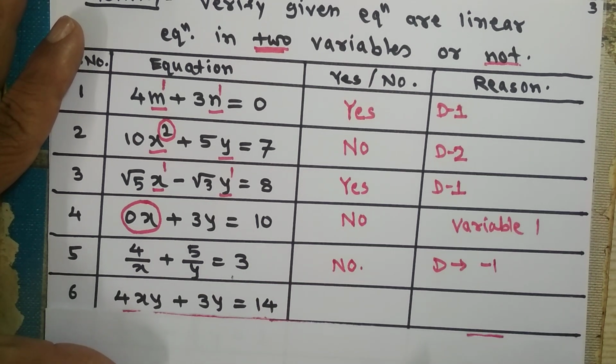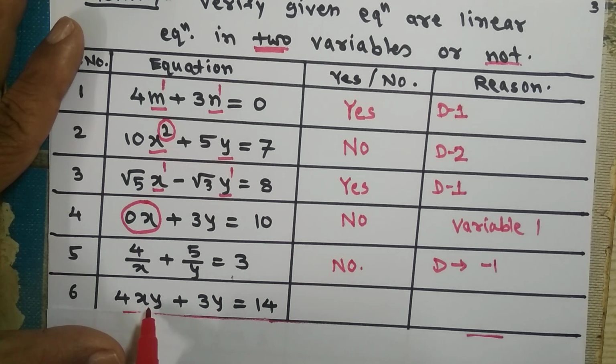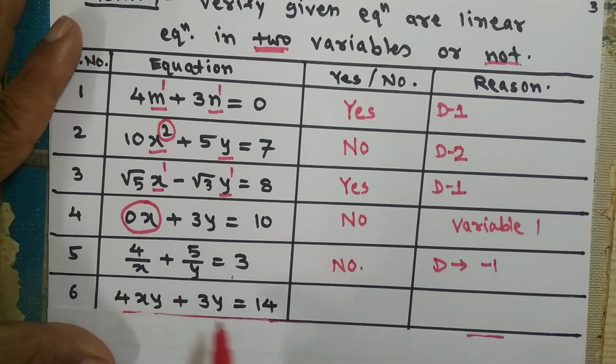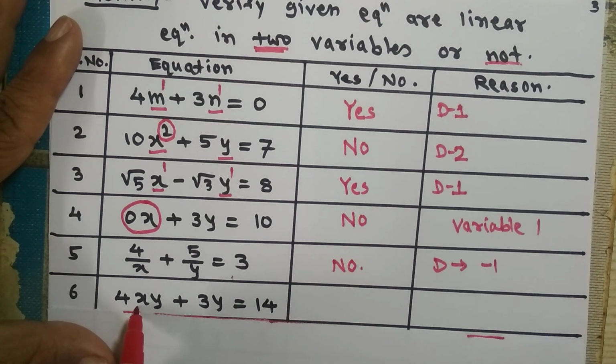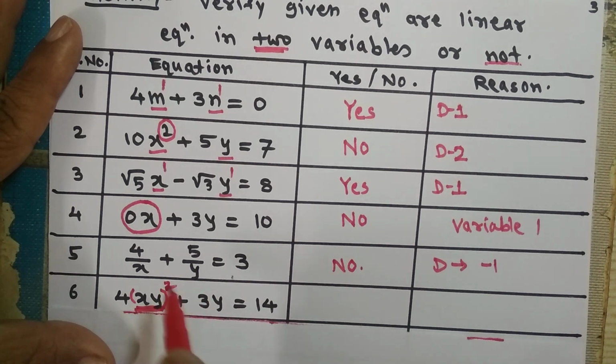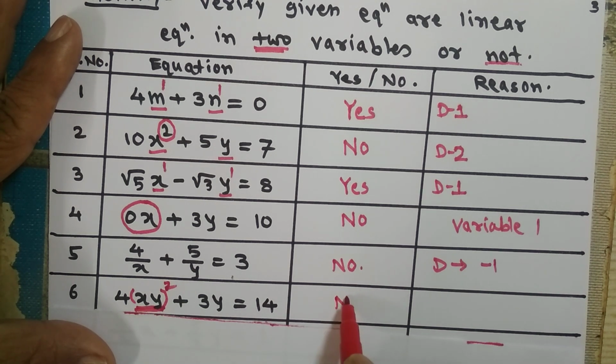Next example, 4xy plus 3y is equal to 14. X and y two variables, but first term having two variables x and y and its total degree will be 2. Therefore, we say here this is not a linear equation in two variables because degree will be here 2.